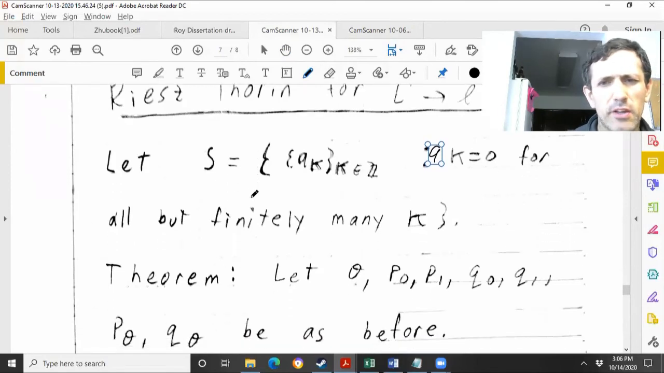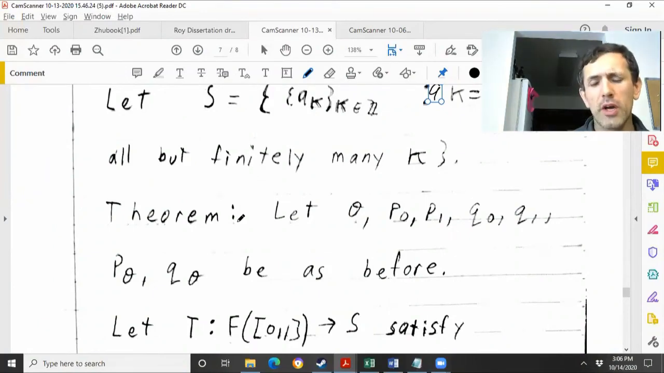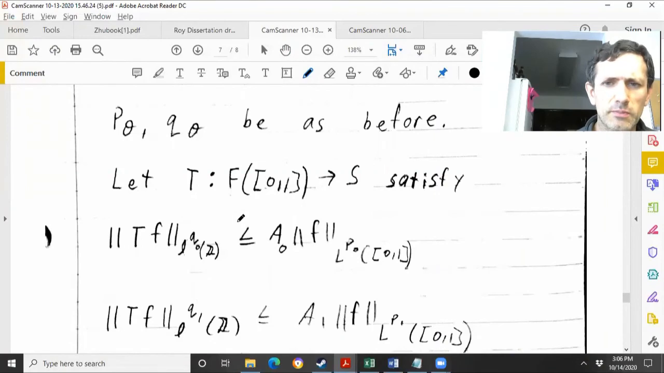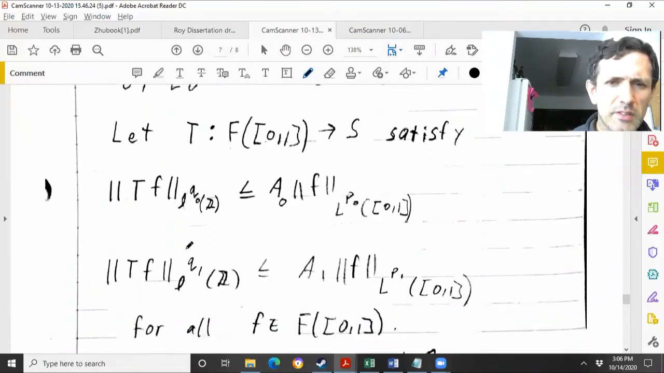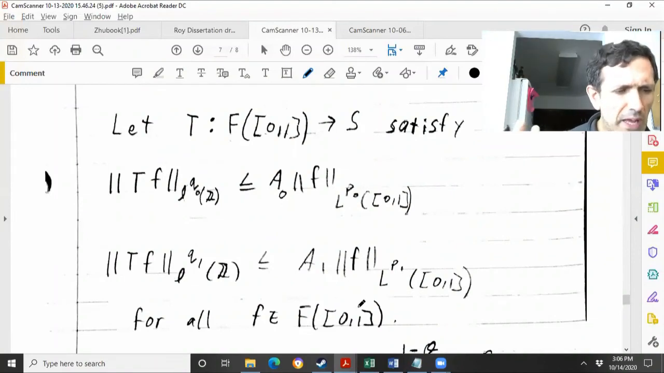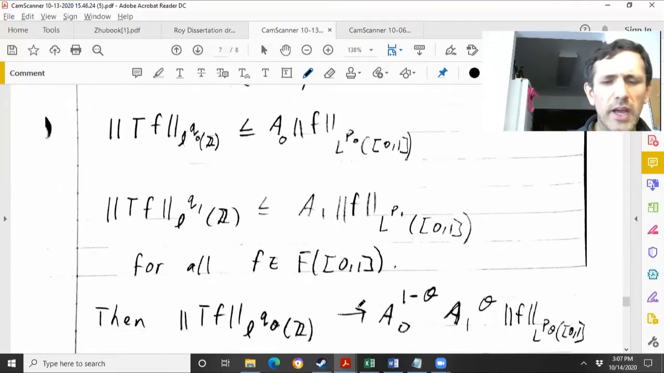Let's say theta, p0, p1, et cetera, are all as before, no different. Let's say I have a map from simple functions on [0,1] to S that satisfies these two inequalities here. So basically the same thing as before, except instead of a big L^p space, this is a little l^p space. And this is for all f in F, where big F of [0,1] is just the vector space of simple functions on [0,1]. It's obviously redundant to say the simple function has finite measure support because [0,1] has finite measure. Okay, then we have basically the same conclusion.